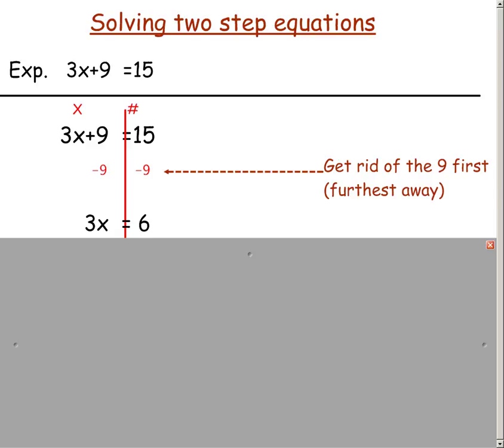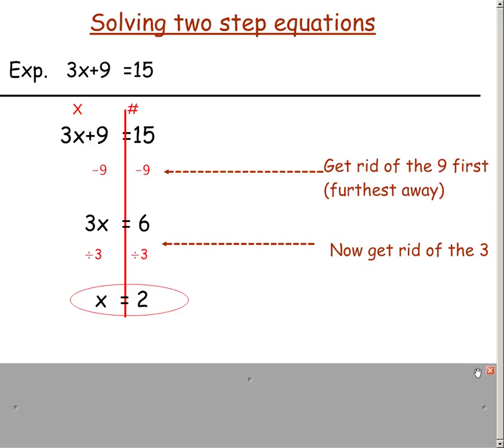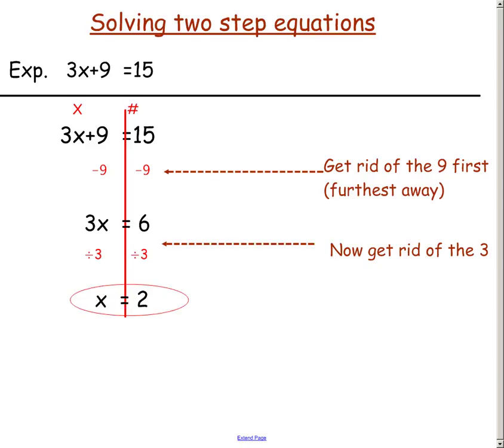I still don't have x by itself, so I need to get rid of the 3. The opposite of multiply by 3 is divide by 3, so I'm going to undo that on both sides, divide by 3 on both sides, and I get x equals 2, and that is my answer.